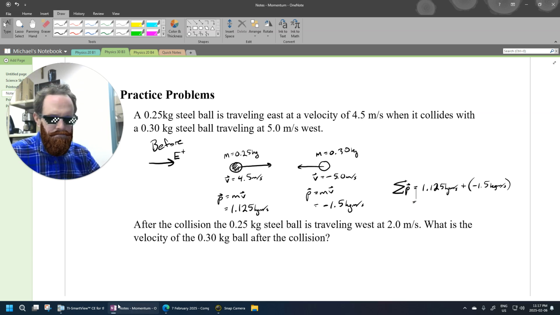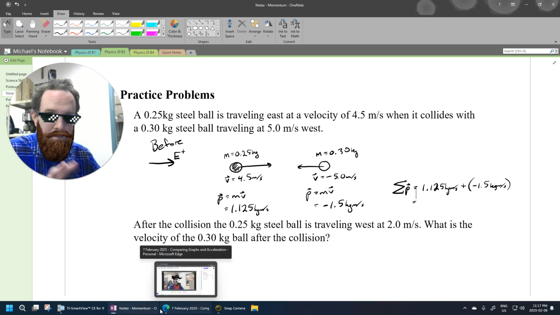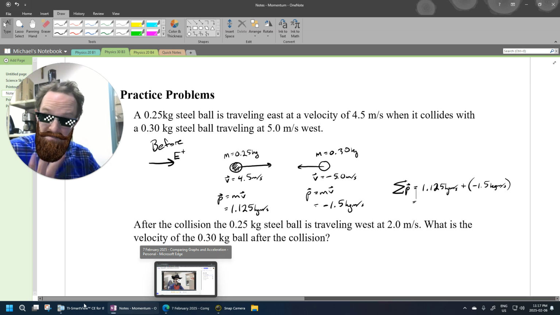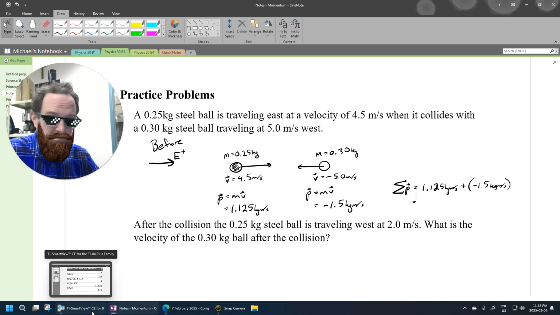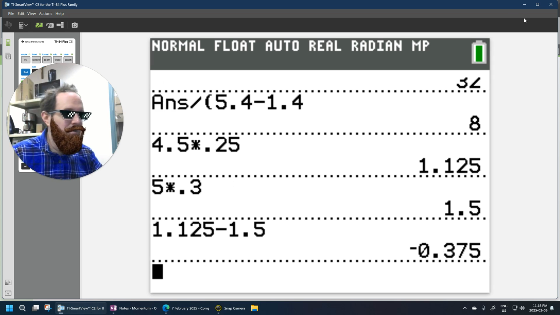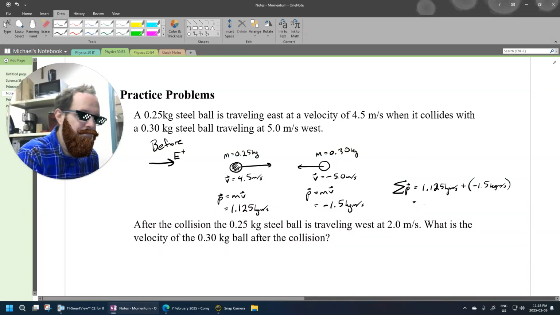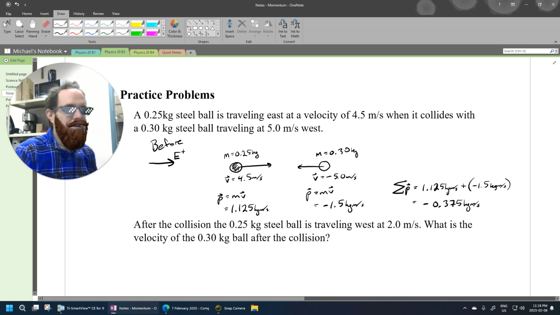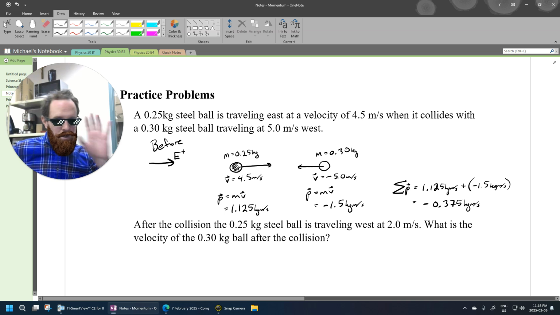So the reason we had to worry about it is that when you add vectors, you have to worry about the direction, right? So we've done this before. This number 1.125 plus a negative 1.5, so like minus a number, gives us negative 0.375 kilogram meters per second. Okay, so now we have our total momentum before the collision.